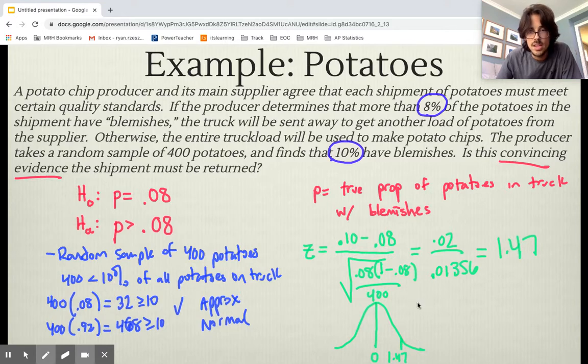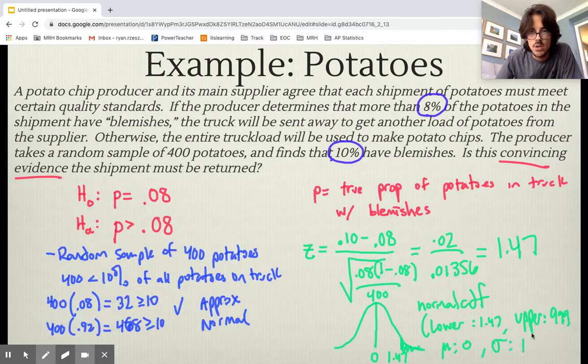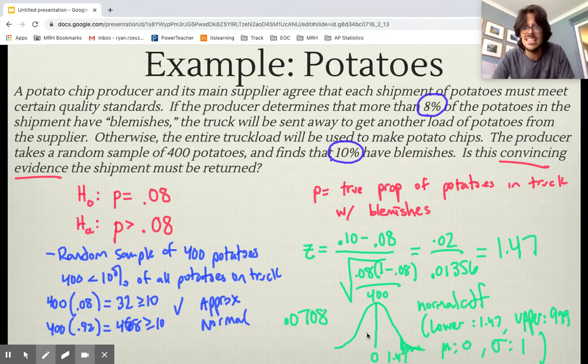And then what I'm going to do is set up a normal CDF. My normal CDF is going to have a lower of my test statistic right here, 1.47, an upper of a big number. It's going to have a mean of 0 and a standard deviation of 1 because I'm using standard normal here. And if you actually type these in, you end up getting a p-value of 0.0708. So the area that you get when you do your normal CDF is your p-value.